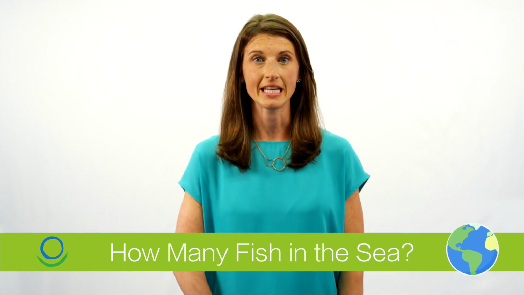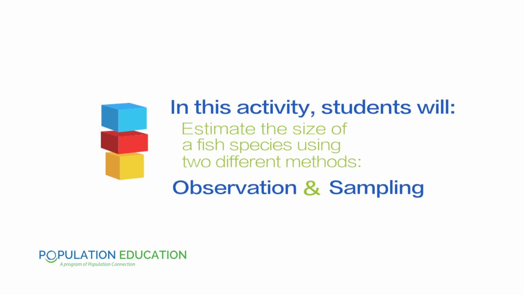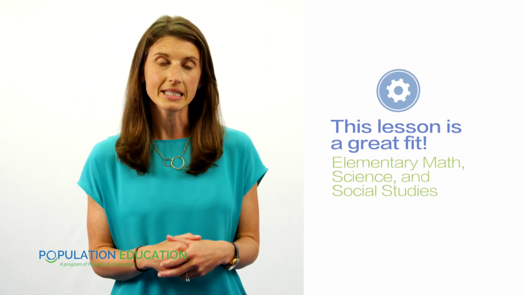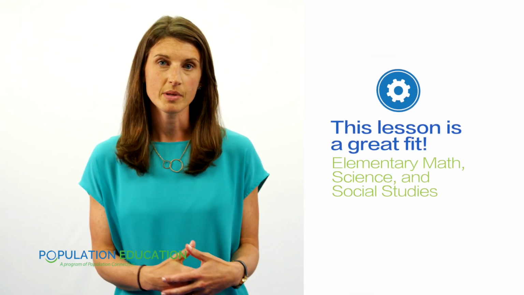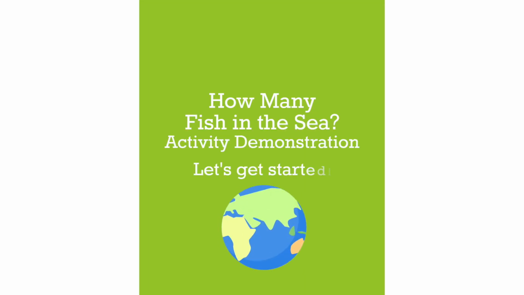And I'll be sharing with you the activity, How Many Fish in the Sea? In this activity, students estimate the size of a fish species using two different methods, observation and sampling. Now, this is an elementary lesson, and because estimation is a really important skill in elementary math, and students will be counting and adding and multiplying in the activity, the lesson fits really well in the elementary math classroom, but it also has strong ties to both science and social studies.